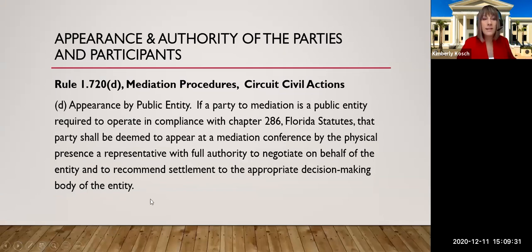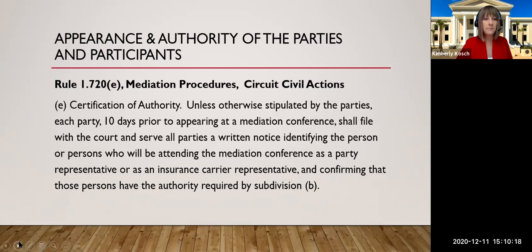In addition, there's also a subsection on appearance by a public entity. And appearance for that type of participant is also slightly different because the representative for a public entity only has to have full authority to negotiate on behalf of the entity and to recommend settlement to the appropriate decision-making body. So it is contemplated, you might assume from this rule, that when persons from public entities participate, that agreements might not be able to be signed at the conference proper, but rather after approval from another authority source.